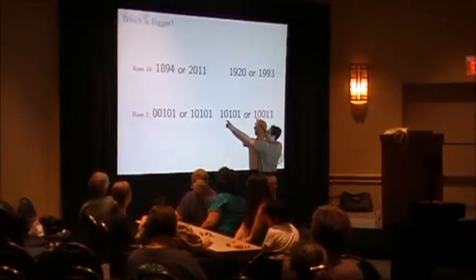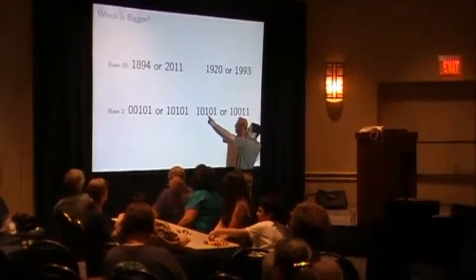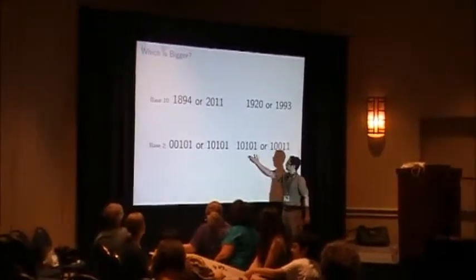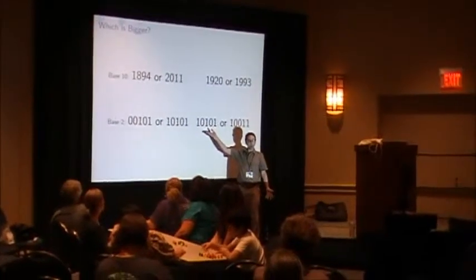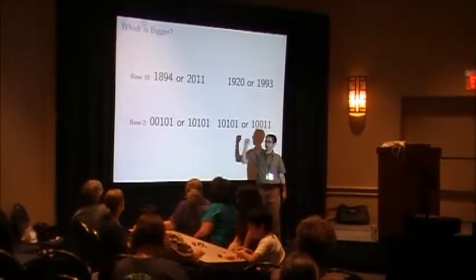They agree in the first two bits, but they differ in this bit, and the one is bigger. So even though we don't need to know what this is in base 10, this is the bigger number.